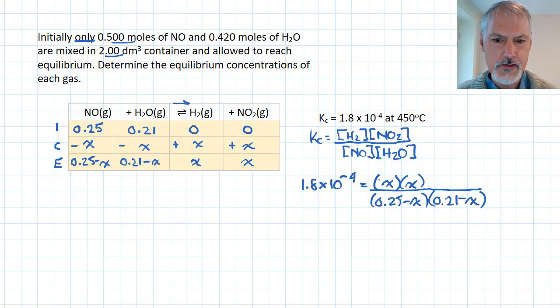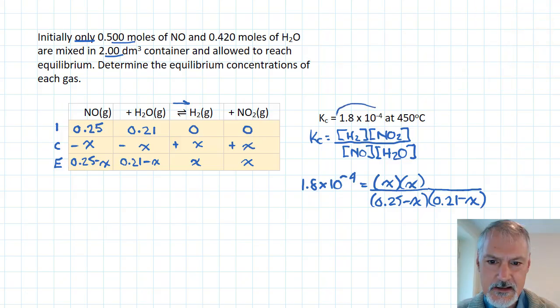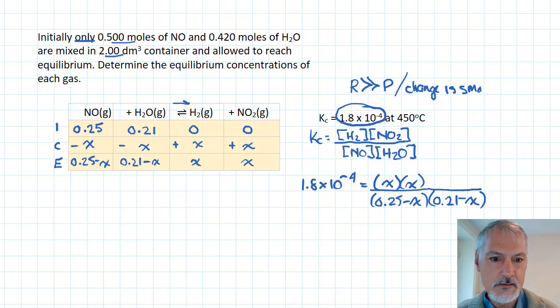And here's the shortcut. Again, I take a look at this constant. Being so small, that suggests in this situation that the reactants are going to be at a much, much greater concentration than my products. In other words, the change is going to be small. That means x isn't going to be particularly large.